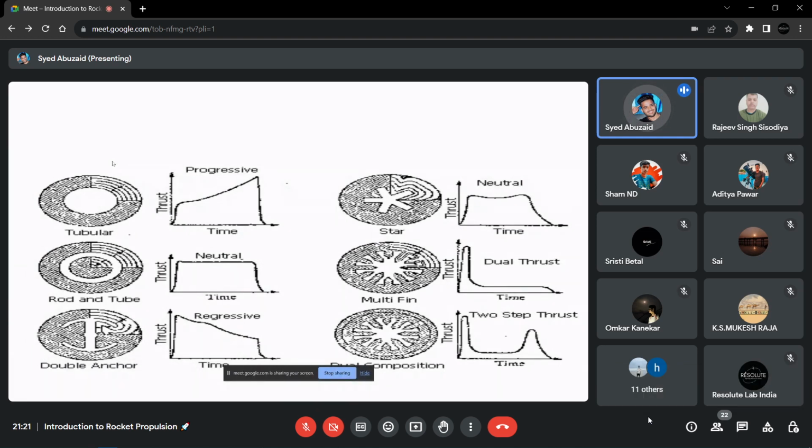I will show you next time. For now I am going to explain all these shapes. The first shape is the tubular shape. Here is the thrust-time graph, and the line going above is the progressive one, which means the thrust is increasing with time. In the tubular form, if you can see my cursor, this place is empty. There is no fuel.